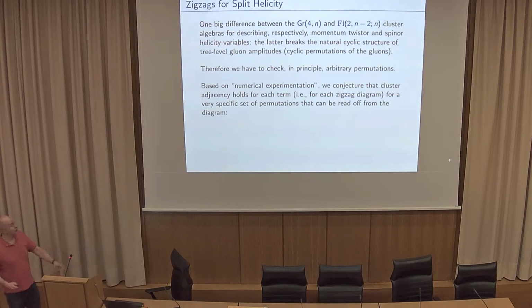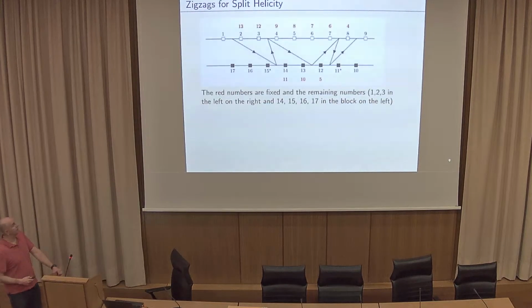So, again, based on numerical experimentation, that's how we do things in this field. We try to see if something is true. We check it in many examples. We make a guess. We try to prove it or derive some consequences from it. So based on numerical experimentation, we conjectured that the cluster adjacency holds for a very specific set of permutations that you can read off. And here I give an example. This is a zigzag diagram for 17 particles. I haven't closed it at the ends, but there's a zigzag.